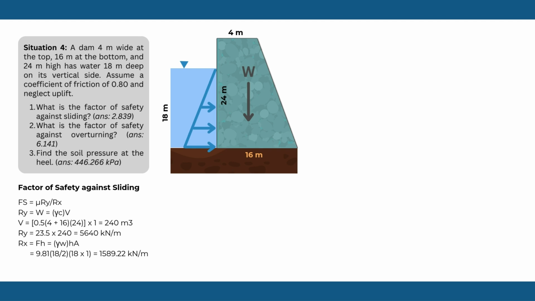Since completed na yung need nating values to solve for our factor of safety against sliding, plug in na lang din natin to sa equation natin and we'll get a value of 2.839. On to the next one. Our factor of safety against overturning has the equation of Rm over Om, or righting moment over overturning moment. Yung righting moment natin, these are the moments about the toe from our present vertical forces. Tapos for overturning naman, ito yung mga moments from horizontal forces.